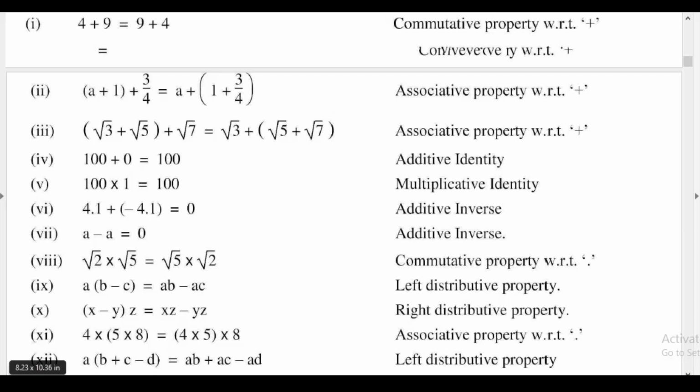Next, last property, that is a into (b plus c minus d) is equal to ab plus ac minus ad. Left distributive property, which is the required solution.